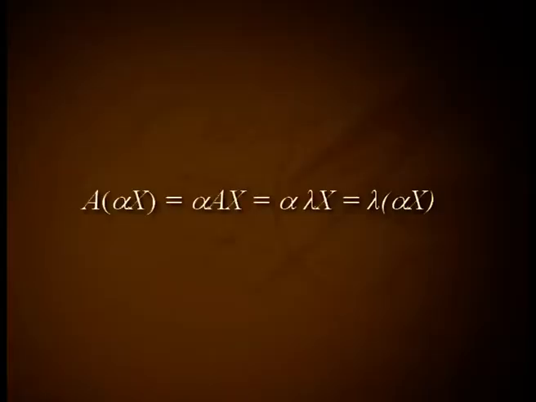If x is a characteristic vector of a matrix A with a characteristic root lambda, then any scalar multiple alpha x is also a characteristic vector of A with the same characteristic root, since A into alpha into x equal to alpha into A into x, which is equal to alpha into lambda into x, which is equal to lambda into alpha into x. More generally, any non-zero linear combination of characteristic vectors that share the same characteristic root lambda will itself be a characteristic vector with a characteristic root lambda.